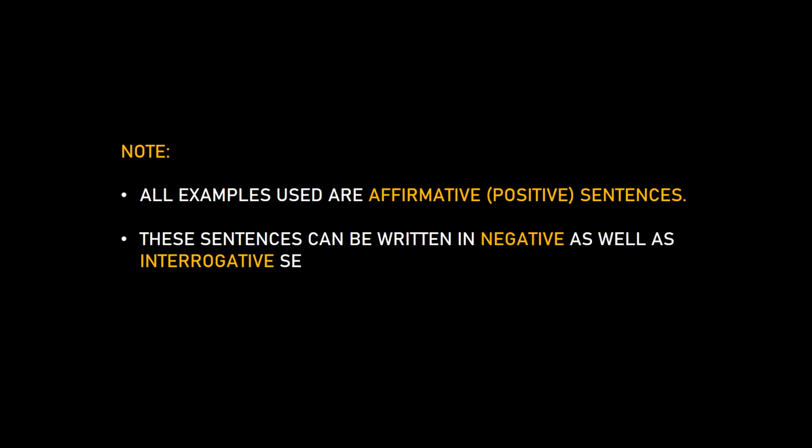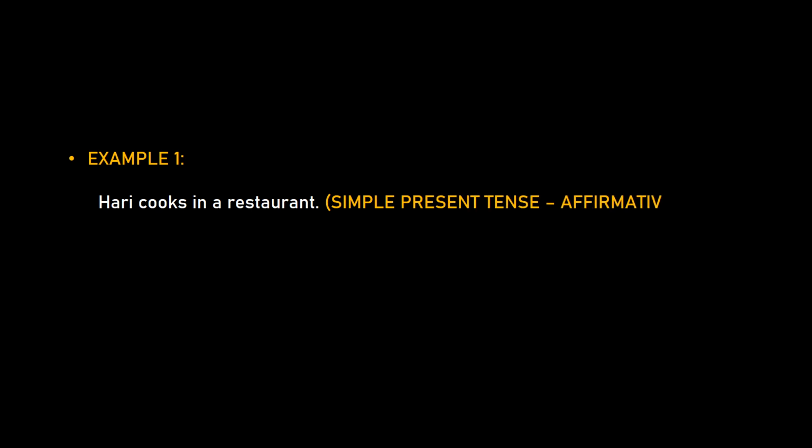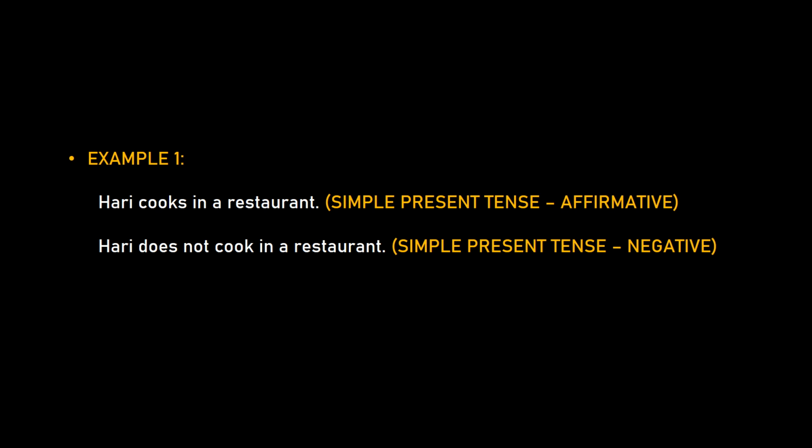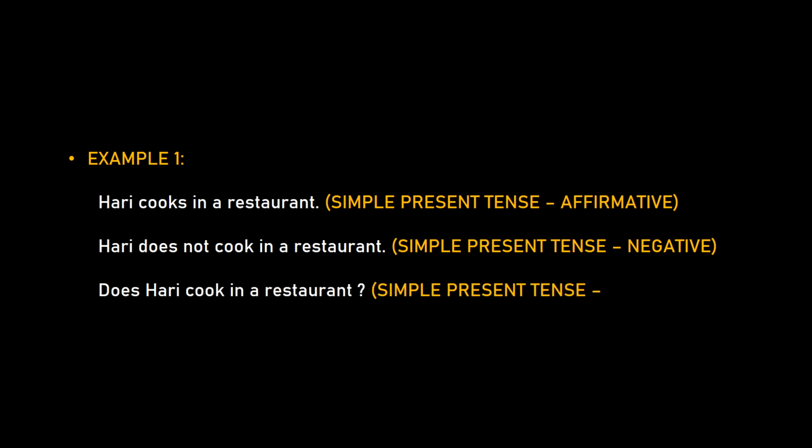Now something very important. You have seen the examples which I have given in the 4 subtenses of present tense. All sentences are affirmative sentences. Affirmative means positive sentence. These sentences can be written in negative as well as interrogative sentence. Like, for example, Hari cooks in a restaurant. So it can be written in this way. Hari does not cook in a restaurant. This is negative sentence. It can be written in this way also. Does Hari cook in a restaurant? Question mark.